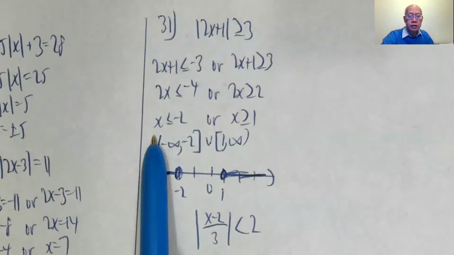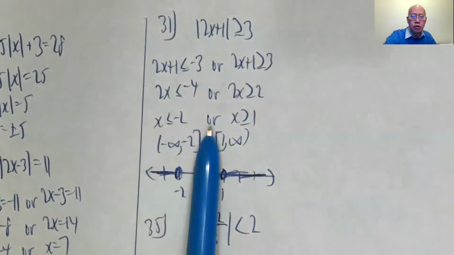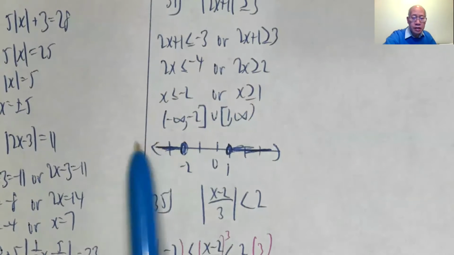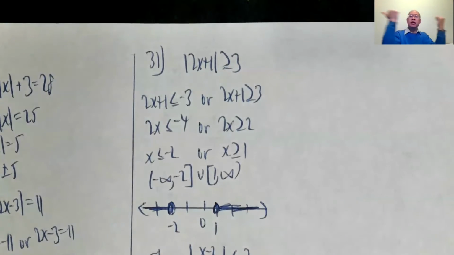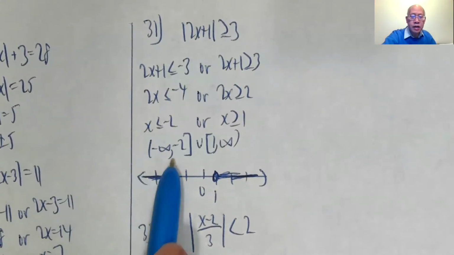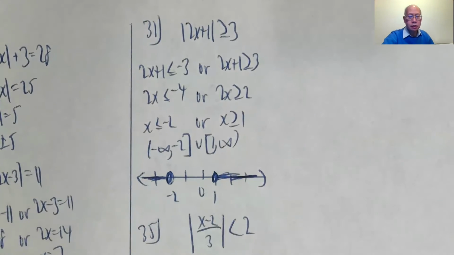Subtract 1, divide 2. Subtract 1, divide 2. So x is less than or equal to negative 2, or x is greater than or equal to 1. So here's negative 2, shade to the left, 1, shade to the right. So when you have a greater than or equal to, you're normally going to be shading two extremes. Interval notation, parenthesis, negative infinity, negative 2 bracket, union bracket, 1 comma infinity parenthesis.